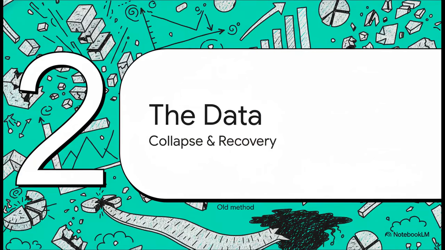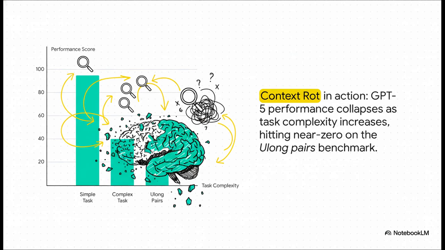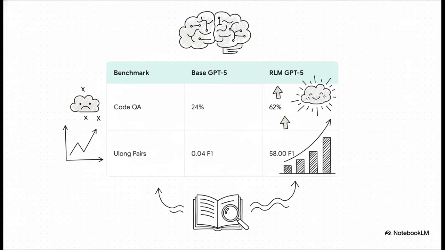Okay, that all sounds great in theory. But the data is where this whole argument becomes pretty much undeniable. So let's look at the evidence, and we'll start with the total collapse of the old way. This chart right here, this is context rot in action. On a simple task, sure, the model does great. But as you make the task more complex, look at that performance drop. It's a cliff. And on this one benchmark called Ulong Pairs, which is really hard because it forces the model to compare lots of different parts of a huge input, a top-tier model like GPT-5 just dies. Its F1 score, which is just a measure of its accuracy, drops to almost 0. Useless.